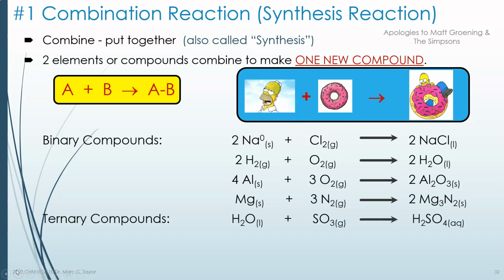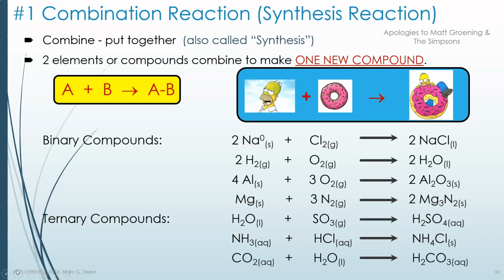But we also have combinations where we're mixing elements and compounds together, or compounds and compounds. So here are a few examples of compounds plus compounds. H2O with the SO3 gas to make H2SO4. That's sulfuric acid, and that's a combination reaction. You'll notice both of the reactants are compounds. They're not elements. Ammonia, NH3 plus HCl makes ammonium chloride, a single product in this case.